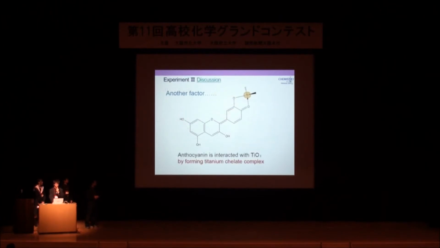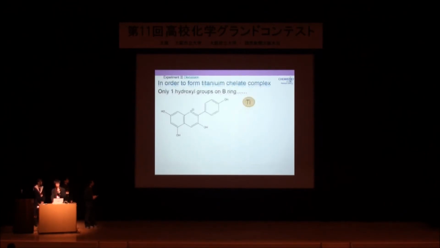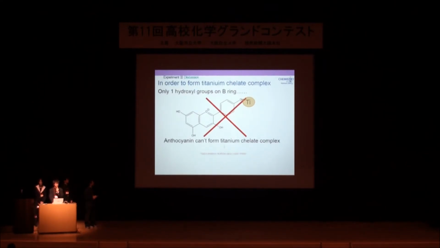Then, as another factor, I think anthocyanidin interacts with titanium oxide by forming a titanium chelate complex. In order to form a titanium chelate complex, anthocyanidin needs more than 2 hydroxyl or methoxy groups on the B ring. But red radish anthocyanidin has only 1 hydroxyl group on the B ring. So it is difficult to form a titanium complex. I think this is the reason why it shows low current value.